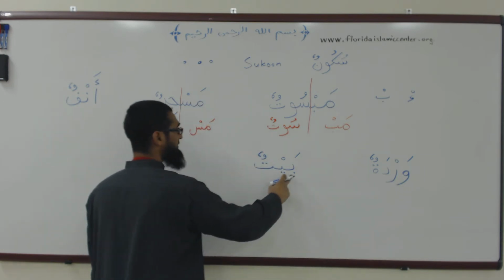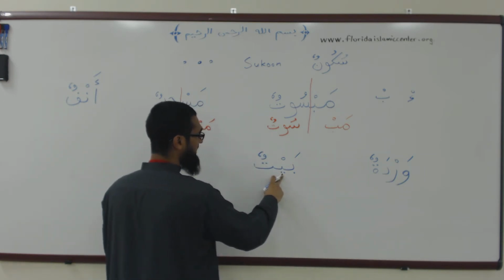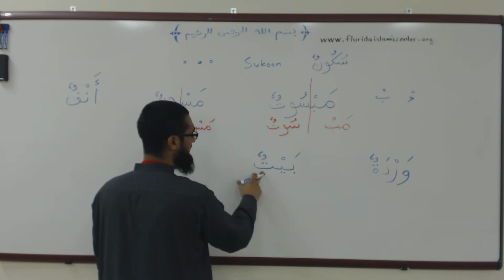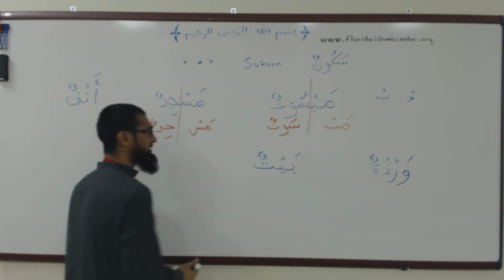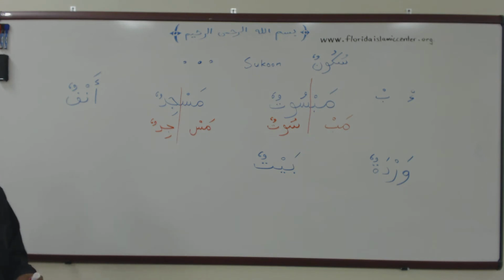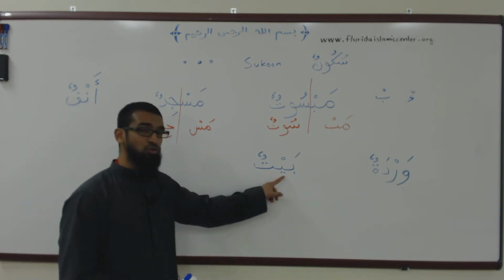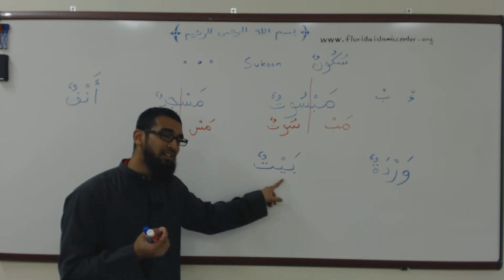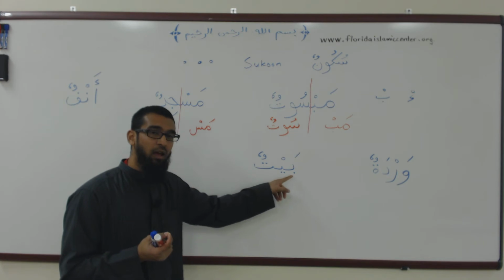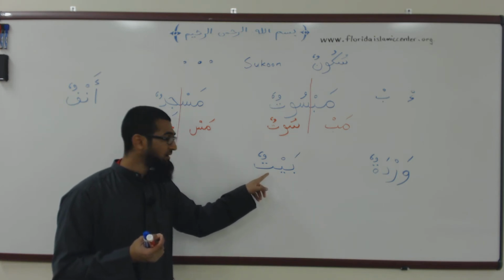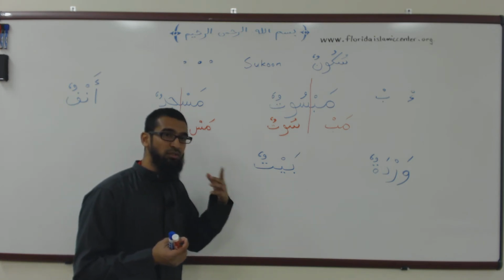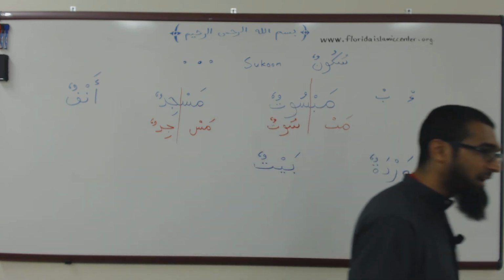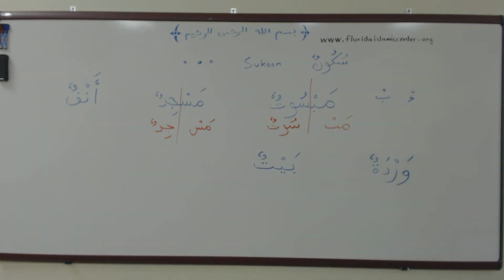What letters are here? What's this first letter? Ba. What's the second letter? Third letter? Ta. Let's pronounce it. No, what is this? A ya with a sukun. A ya with a sukun is going to sound like what? Yi. So bay, baytun. Baytun is a house. Okay.